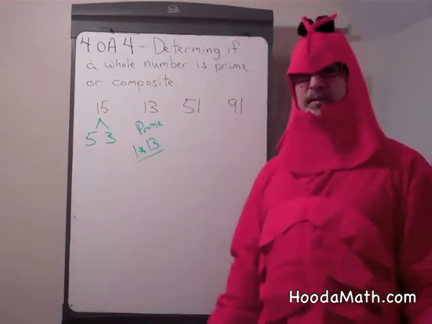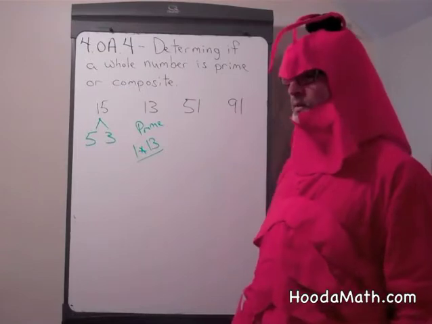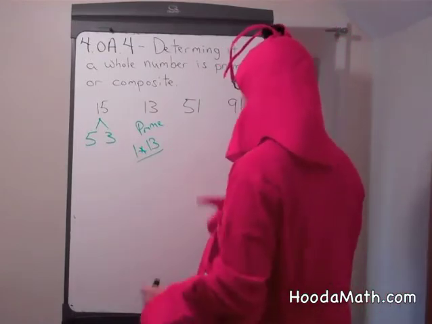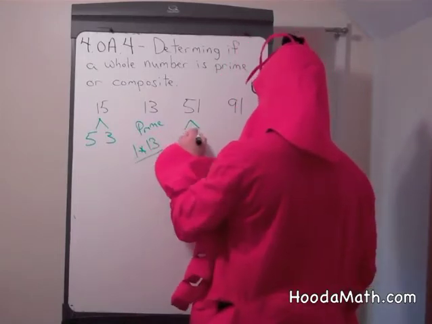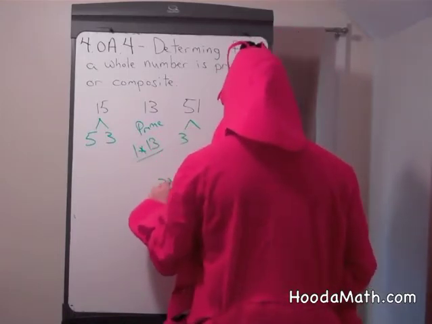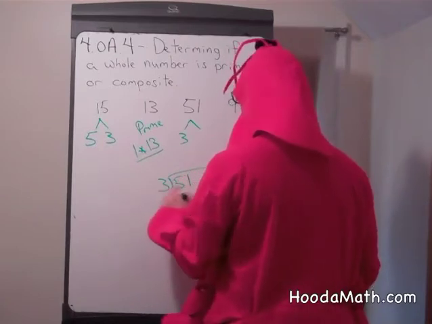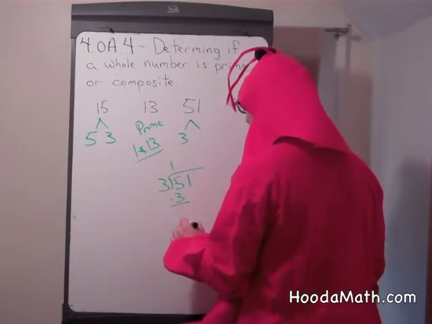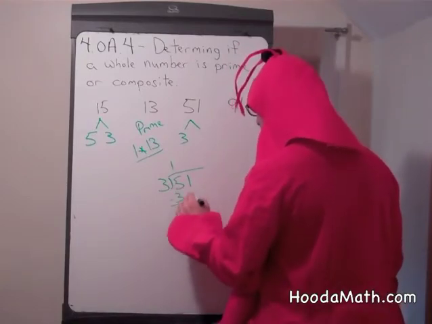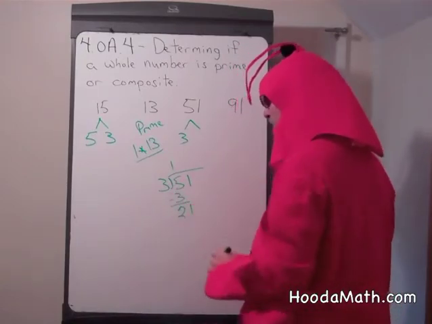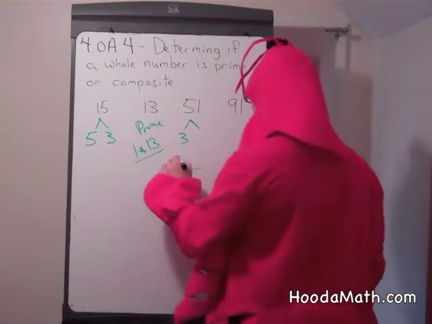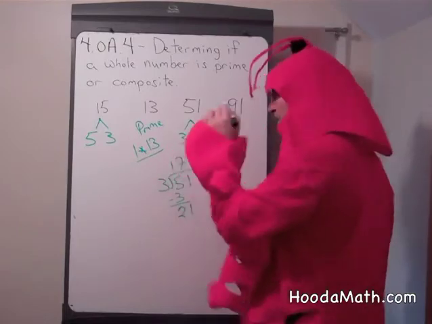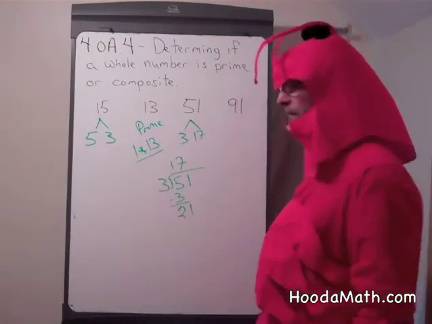How about 51? You might think it's a prime number, but let's look. 5 plus 1 equals 6. So that means 51 is divisible by 3. Let's see. 3 into 51. 3 into 5 goes once. 1 times 3 is 3. Subtract. Bring down the 1. 3 goes into 21. Oh, 7. So it has factors of 3 and 17 besides 1 and 51.